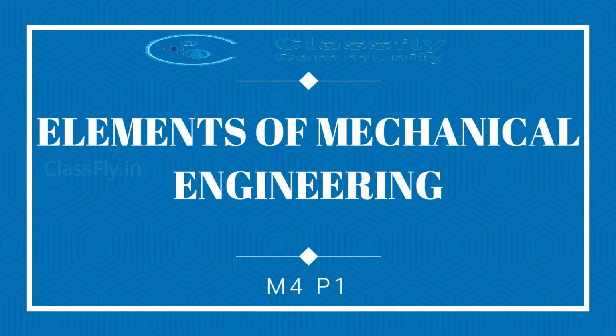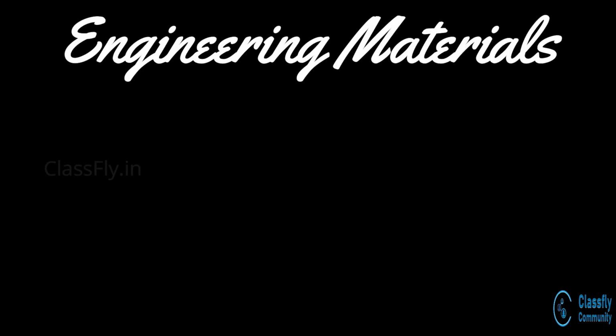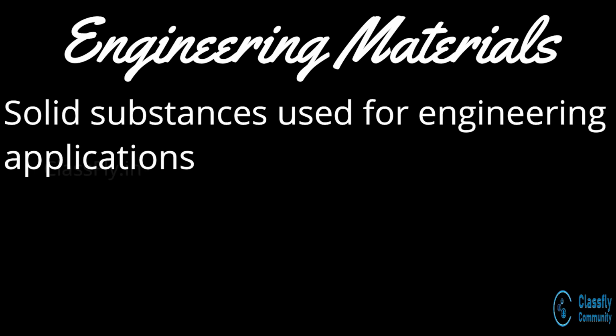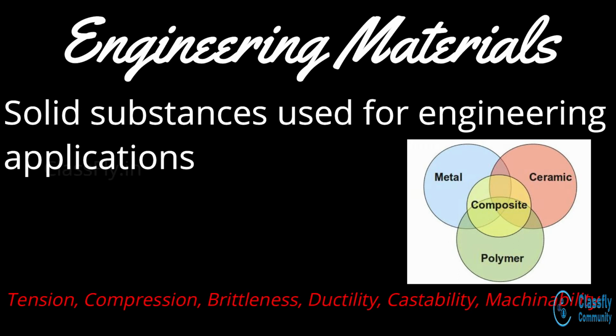Hi guys, today let us begin with the fourth module and study the concept of engineering materials. Well, an engineering material is a solid substance which is manufactured and used for various engineering applications. Well, a particular material is selected for a specific application depending on the set of its properties. Some of these properties may include tension, compression, brittleness, ductility, castability, machinability, etc.